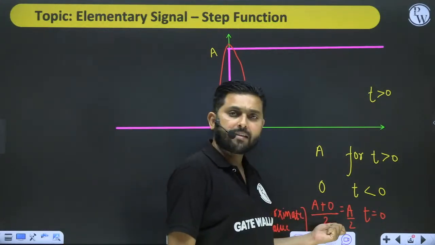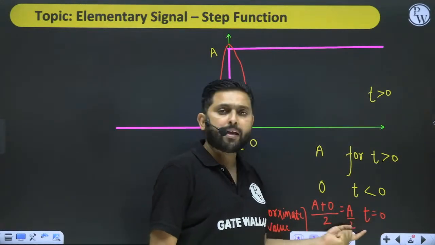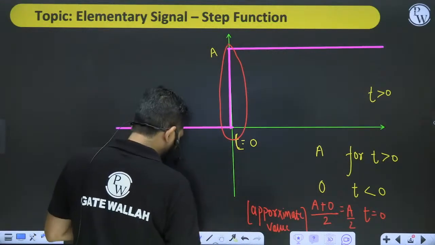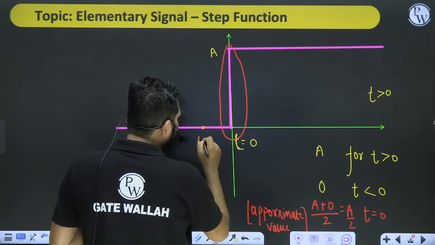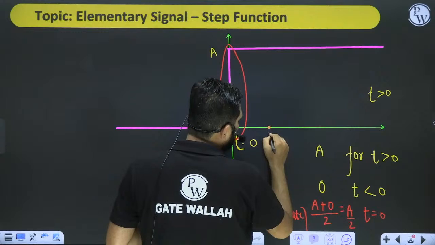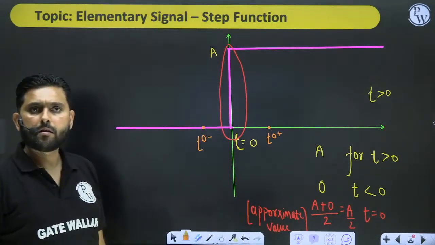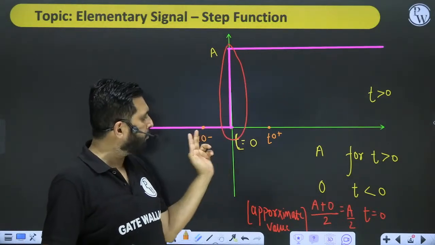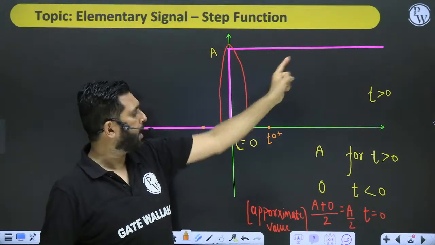So what I am saying is that the value at the point of discontinuity is nothing but the average of the value before and after. Before at t0 minus, and this is t0 plus, we have to take the average of the value before and after the discontinuity. Here the value at 0 minus is 0, and at 0 plus we have a value a.